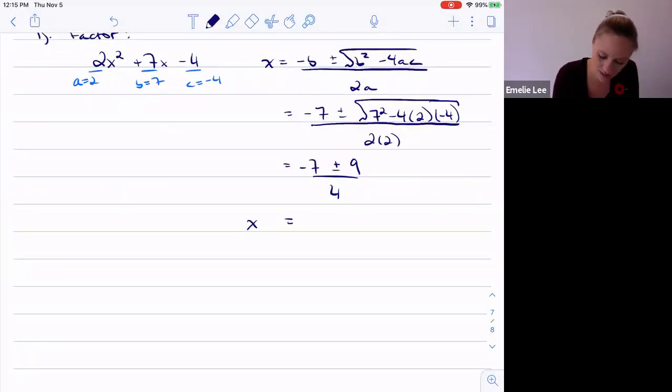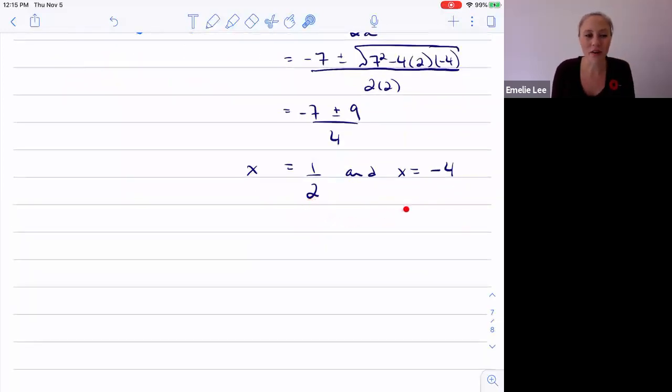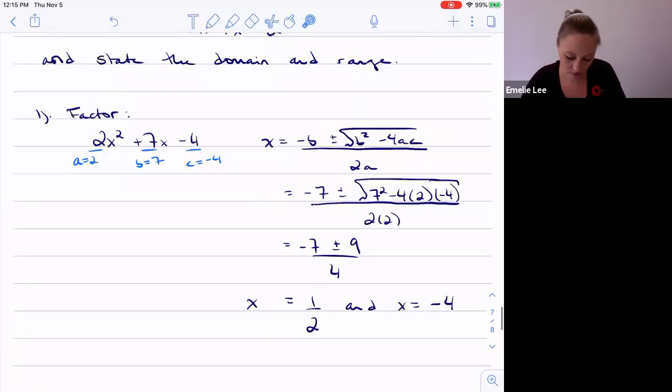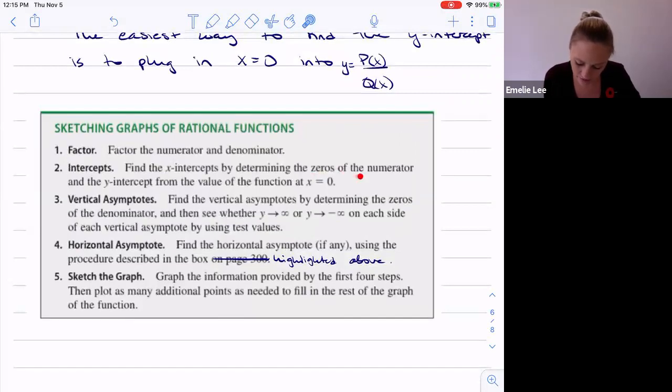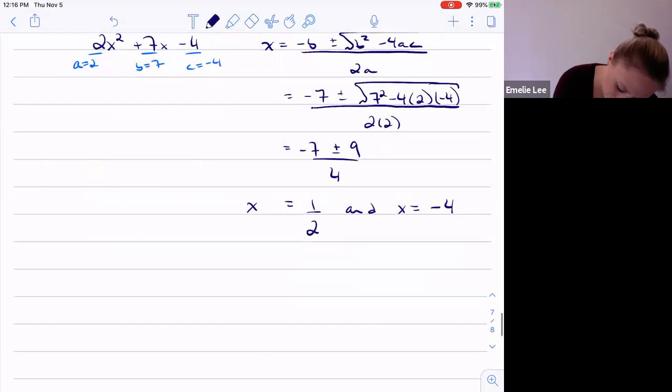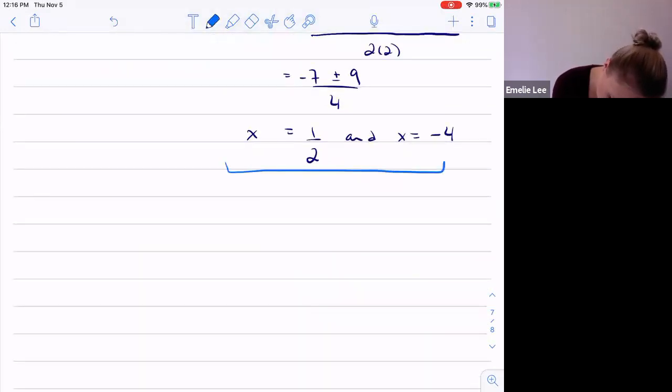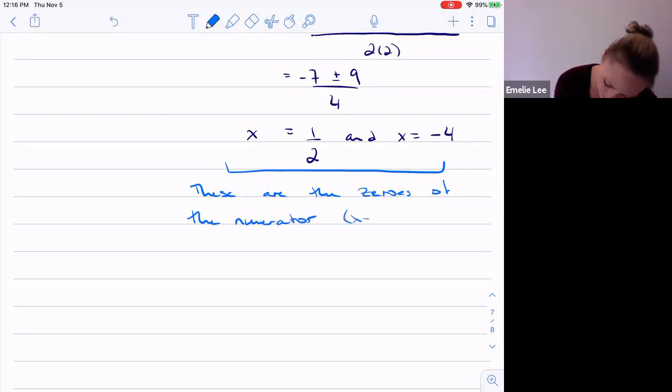So what this says is that x is -7, and I want you to use your calculator for this, plus 9 is 2 divided by 4, so 1/2. And x is -7 minus 9 divided by 4 is -4. These are the zeros of the numerator. Remember, the zeros of the numerator are the x-intercepts.